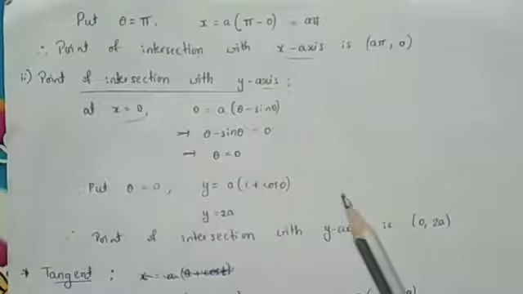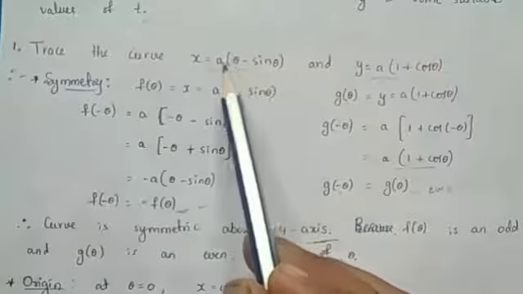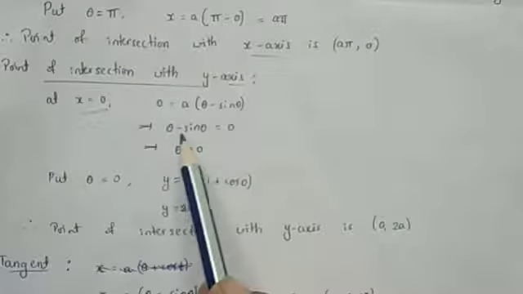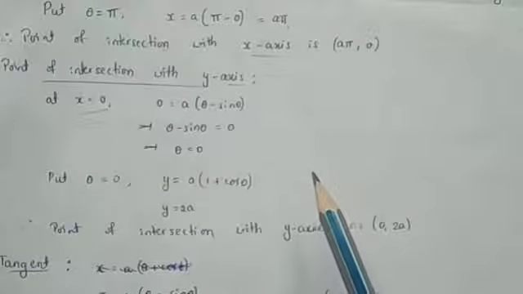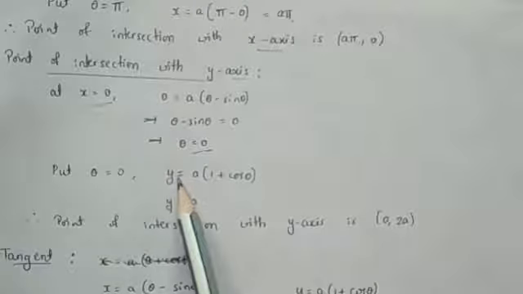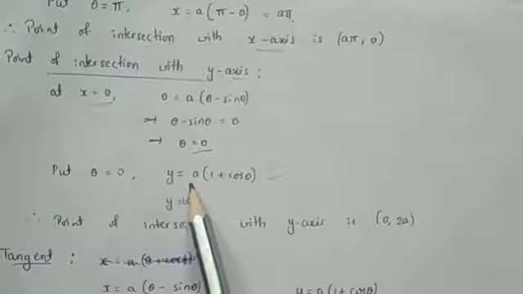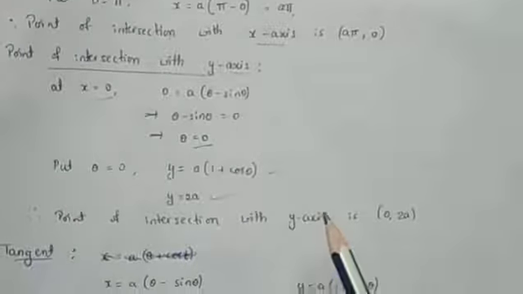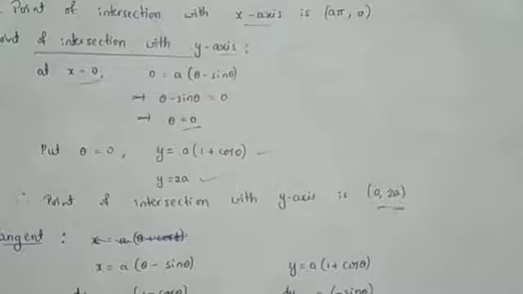At x is equal to 0, you put x is equal to 0, you get a into theta minus sin theta is equal to 0. We say theta minus sin theta is equal to 0. It is nothing but theta value is also 0. Put theta is equal to 0 in y is equal to a into 1 plus cos theta. So you get y is equal to a into 1 plus cos 0, value is 1, you get y is equal to 2a. Therefore point of intersection with y axis is 0 comma 2a.